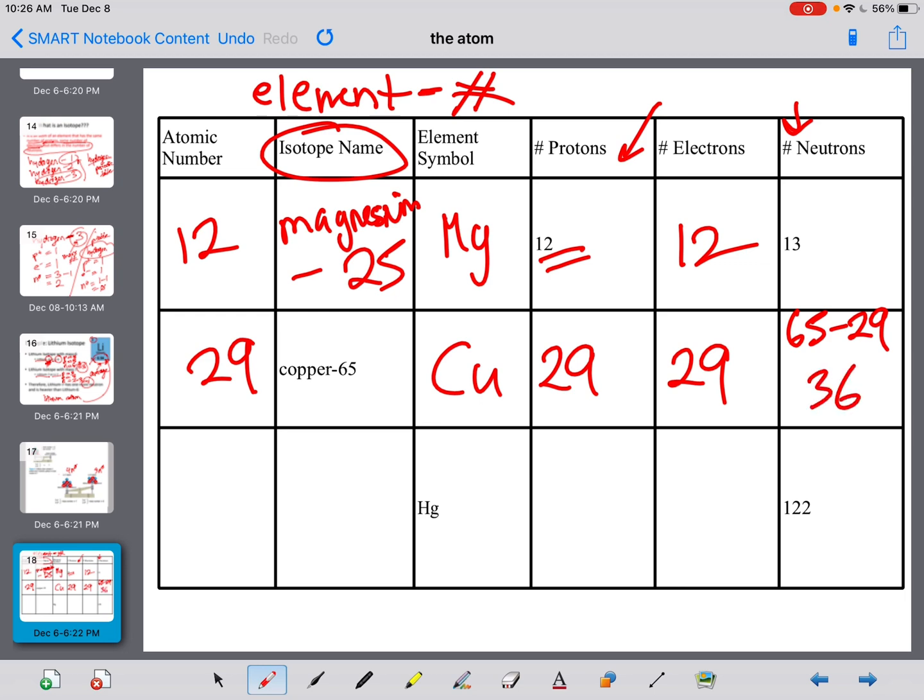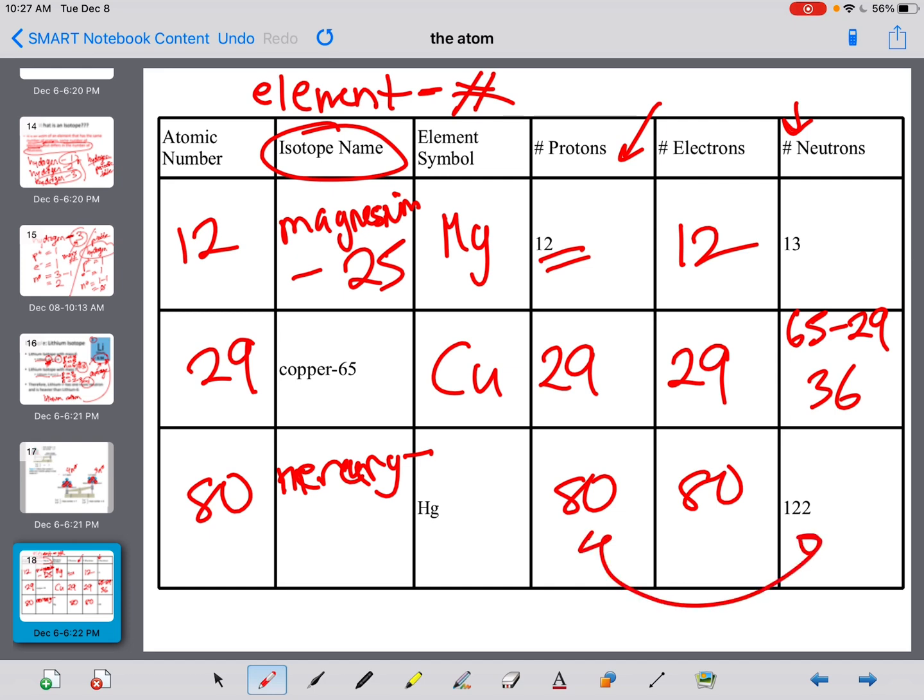Okay, so mercury has a neutron number of 122. If you look up the atomic number for Hg, it's 80. So that means my proton number is 80, my electrons are 80. So this is going to be mercury dash. Now this is going to be neutrons and protons added. So it's going to be 80 plus 122, which is mercury dash 202 for this particular isotope.